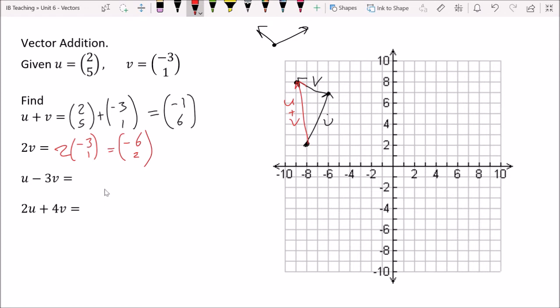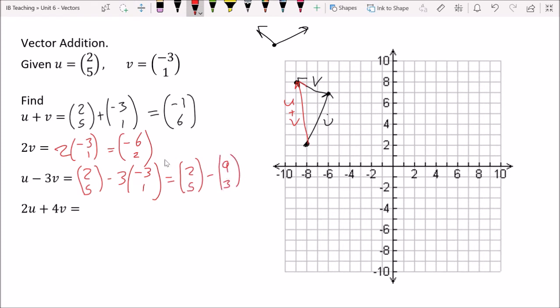This just combines the first two. So we write u, 2, 5, minus 3 times negative 3, 1. We'll do the multiplication first, like PEMDAS, right? So 2, 5, minus 9 and 3.